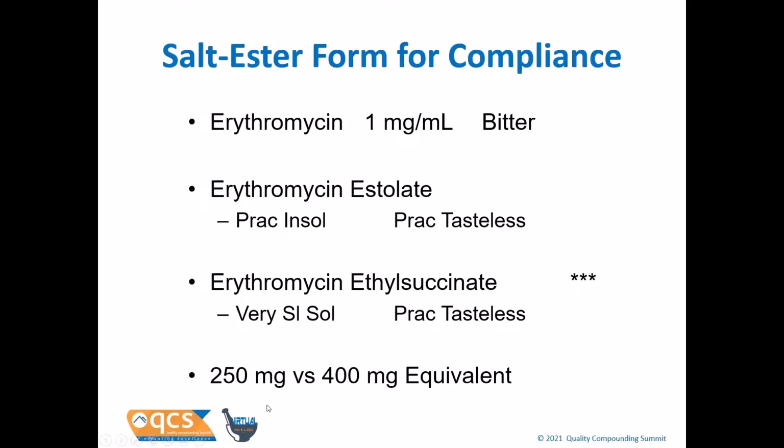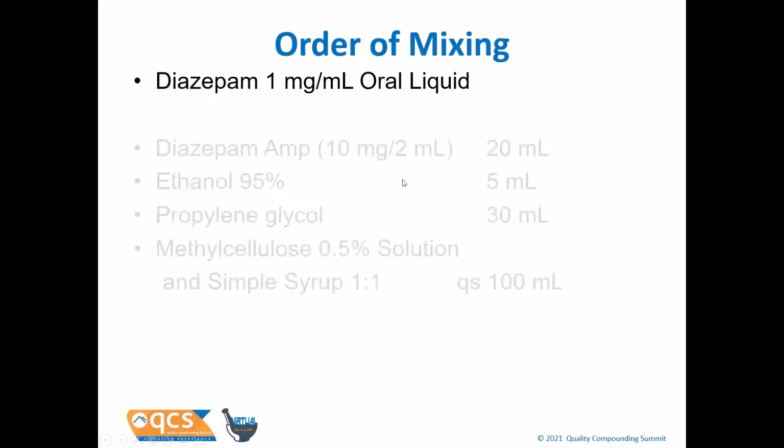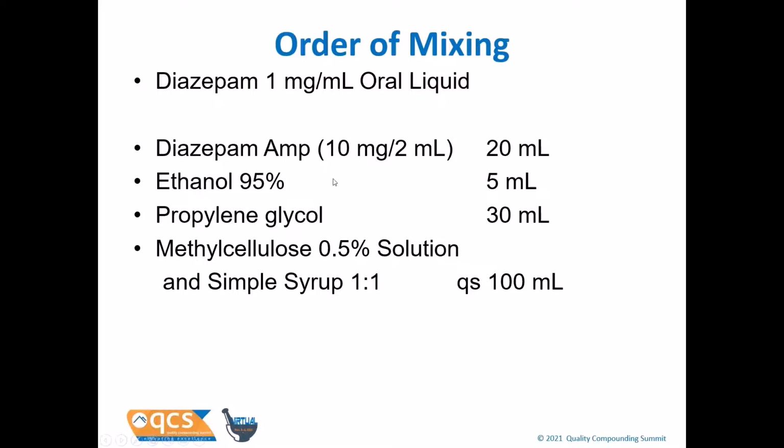So in this situation, we want to use one of these two forms, not the erythromycin, in order to get a tasteless preparation. But there's a difference. 250 milligrams of the erythromycin is equivalent to 400 milligrams of these other two forms, and so some adjustment will need to be made there. Another issue is order of mixing. This is what I referred to a while ago, which is very interesting.